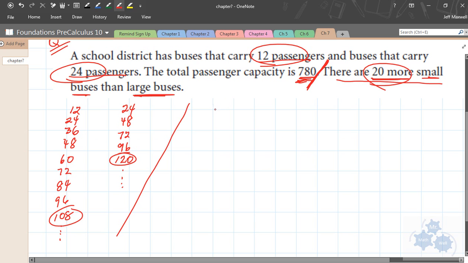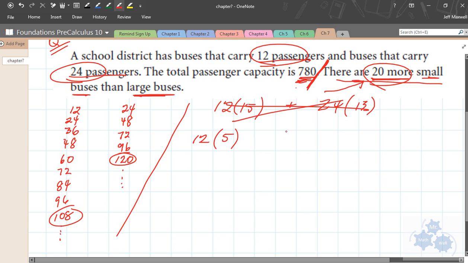You can do 12 times, you can just pick any number if you want. Let's say 15, and try 24 times 13. You can do that, but you might want to keep in mind this second part, right? Which would narrow things down a bit for you. So, for example, you know that this wouldn't be an option. So what about 12 times 5, and what about 24 times, what's 20? I guess the small buses have to be 20 more. So let's say 25 and 5.